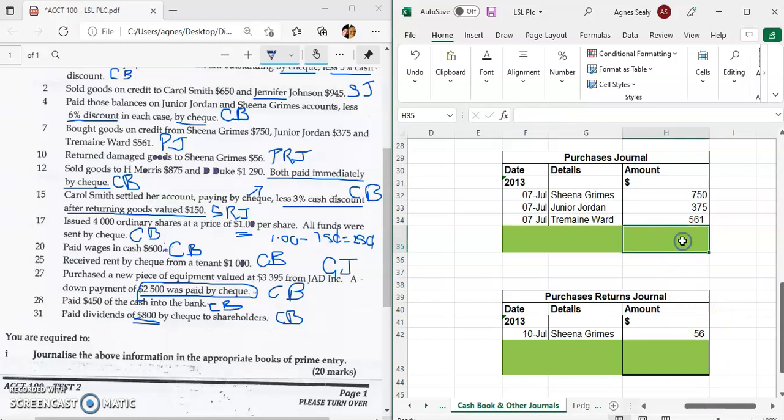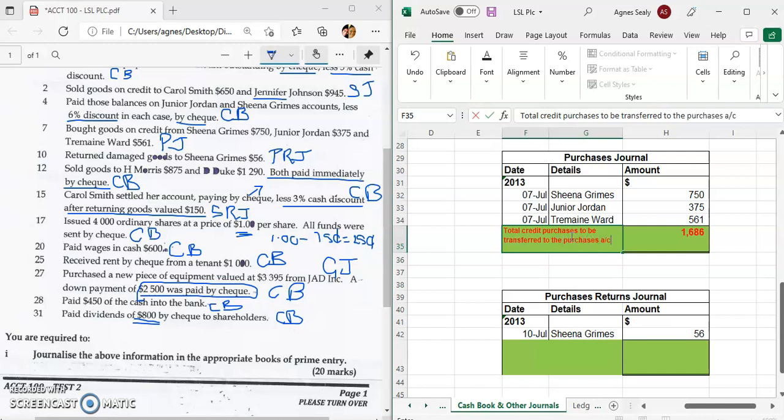So we're going to total for this as well. Purchases journal. So the total for the purchases journal is $1,686, and this is the total credit purchases to be transferred to the purchases account. And again, these will be in the general ledger as well.